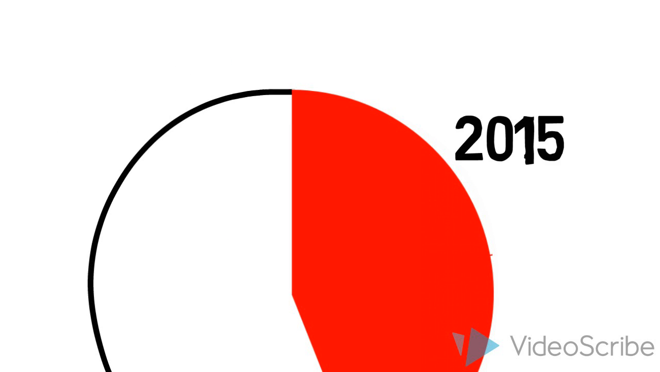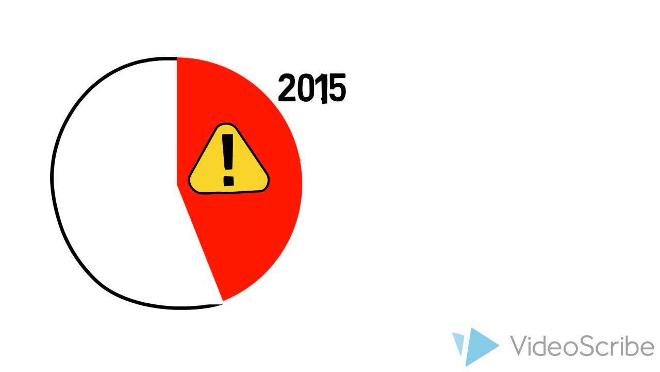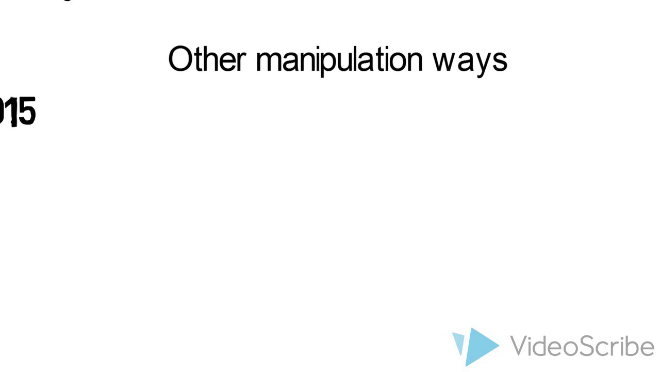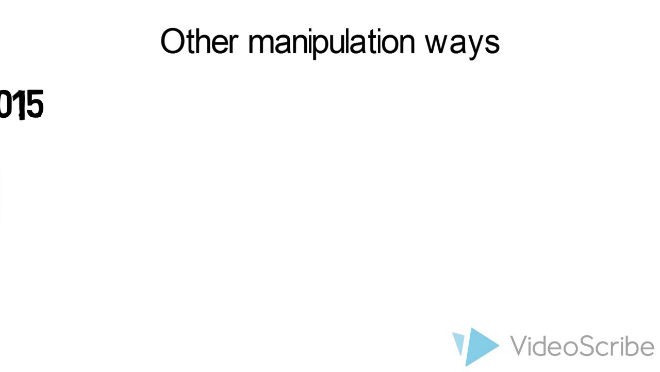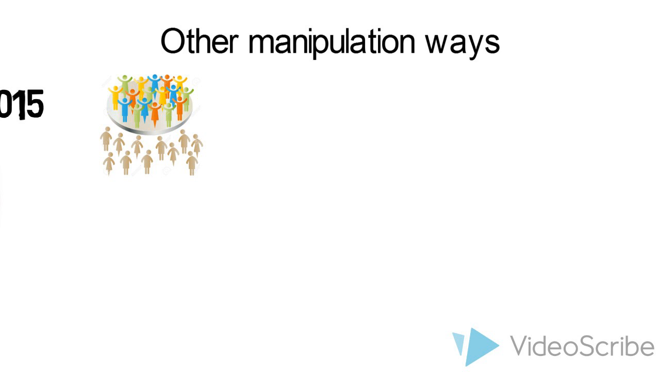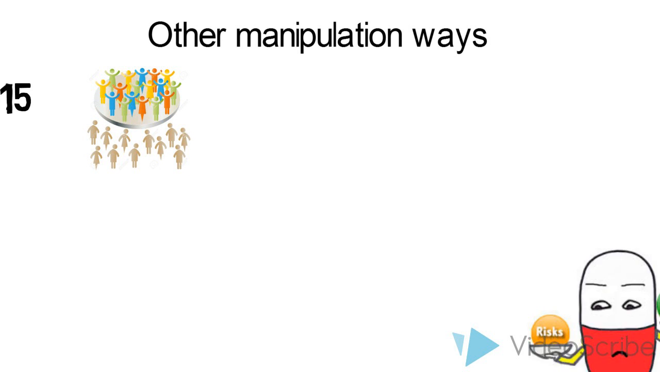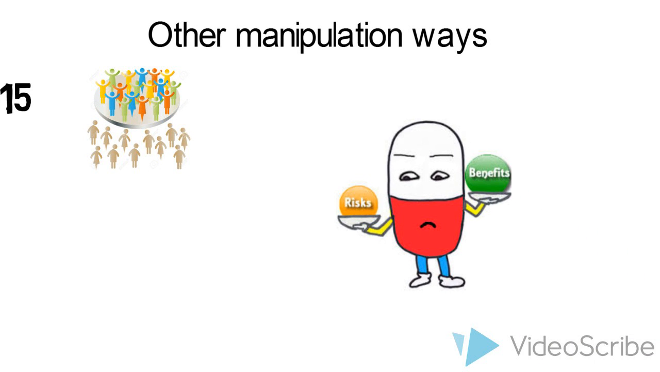A recent study conducted on clinical trials in 2015 showed that 44% of the reported outcomes were not matching the expected one. Of course, there are other ways clinical trials can be manipulated. Patient selection. Some patients are included or excluded from the trial based on certain criteria. Adverse effects. Side effects are minimized or not recorded at all.